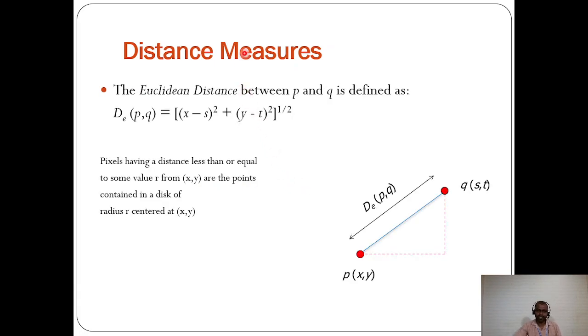Next, the distance measures can be differentiated in different ways. First is the Euclidean distance. If you want to calculate the distance between P and Q, where P is x, y and Q is s, t, the Euclidean distance can be represented by the formula: the square root of (s minus x) whole squared plus (t minus y) whole squared. So it is the Euclidean distance formula between two pixels.